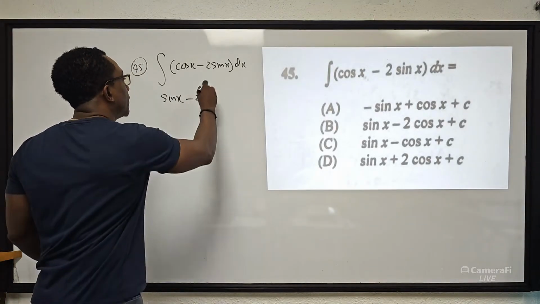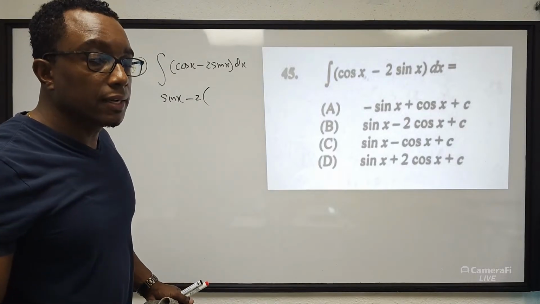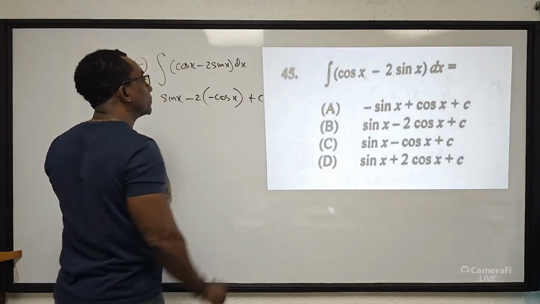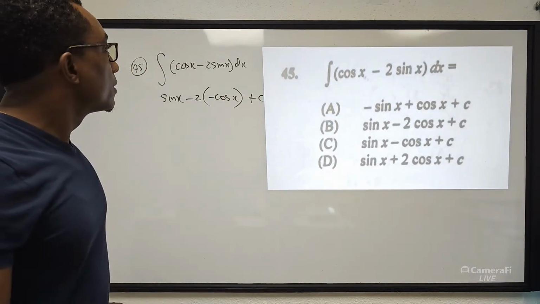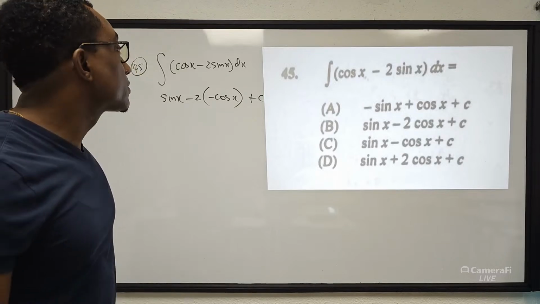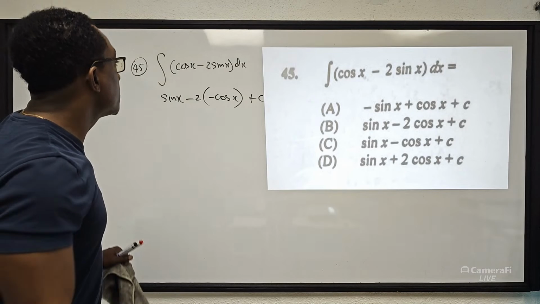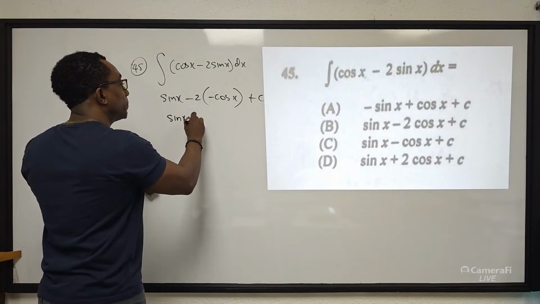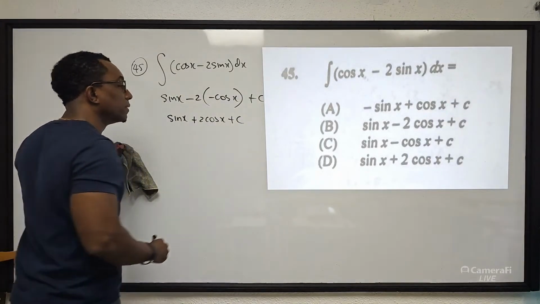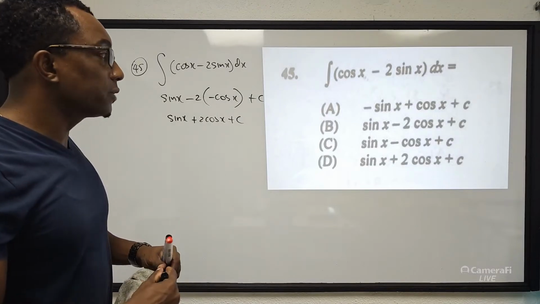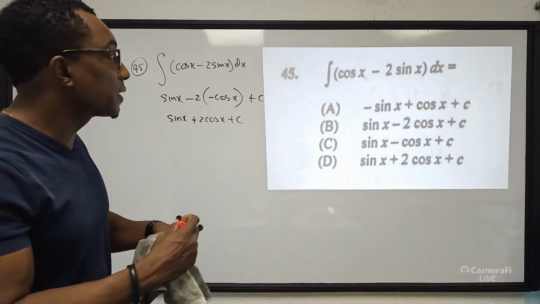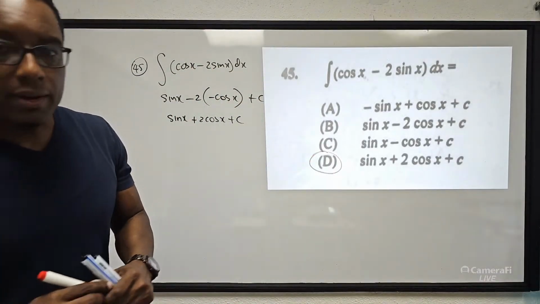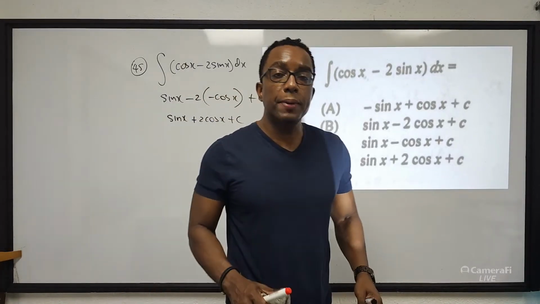And the integral of sine of the angle is negative cos of the angle, plus C. So sine x will give us negative cos x, plus C. Therefore this will simplify to become sine x, and negative 2 by negative cos x is plus 2 cos x, plus C. So the answer there will be sine x plus 2 cos x plus C, whose answer is D. 45 is D. Alright? So this brings us to the end of this paper.